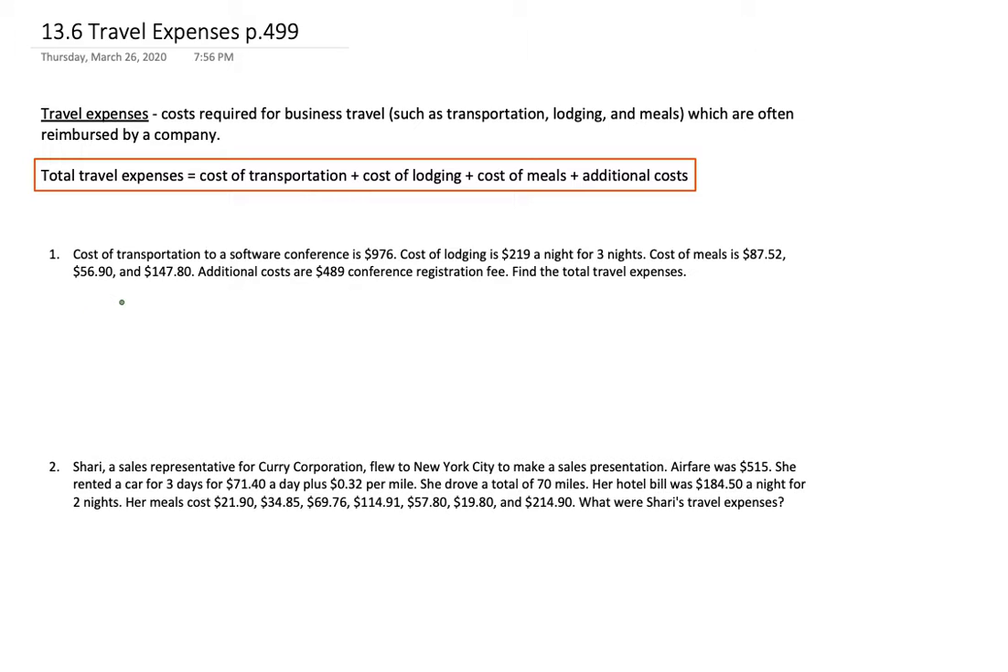So, cost of transportation to a software conference is $976. We're going to add that. Lodging is $219 times 3 because there's 3 nights of that. Cost of meals, so we have a few meals: $87.52, $56.90, and $147.80. And then conference registration fee of $489.